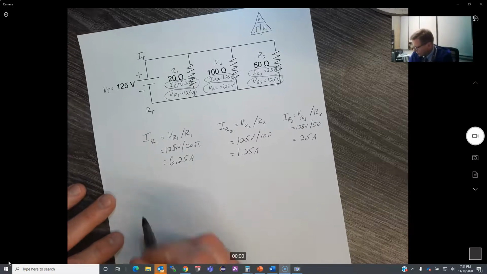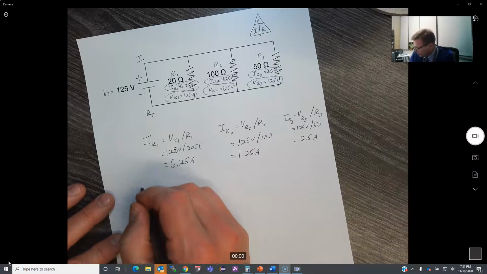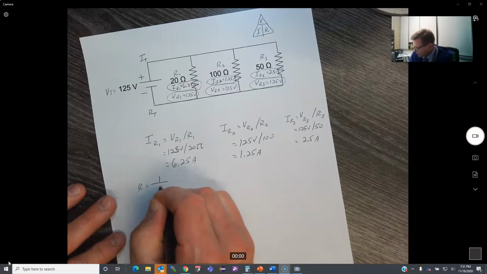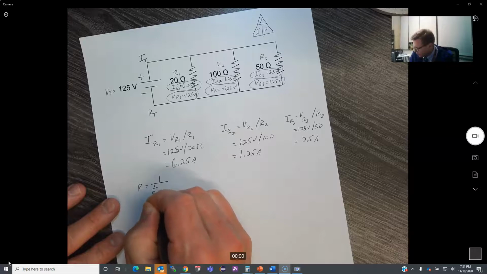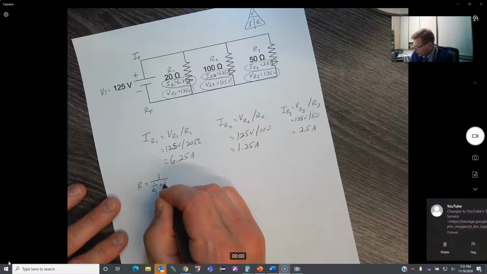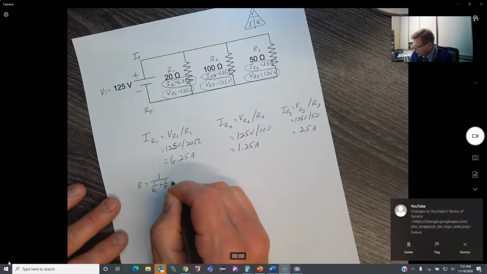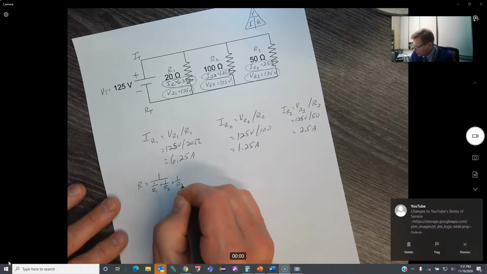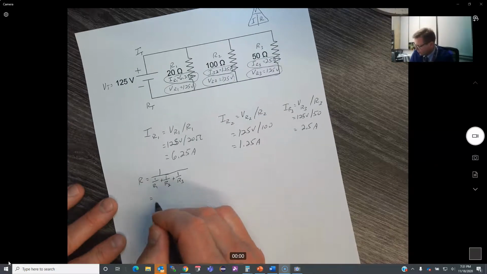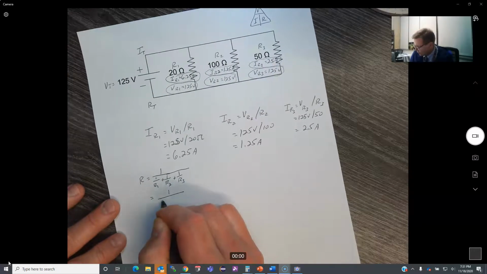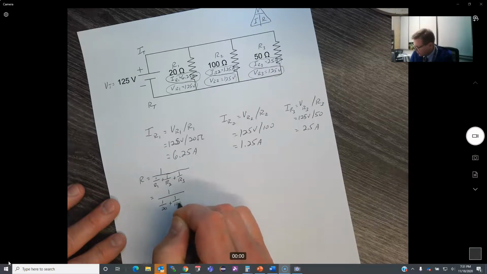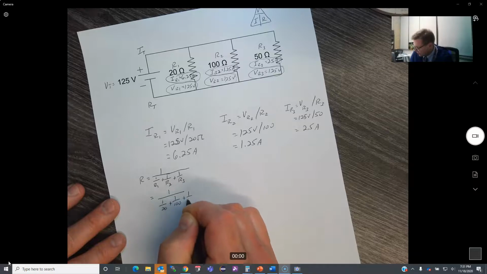What I'm going to do is calculate my total resistance. My total resistance is the reciprocal of the sum of the reciprocals. So 1 over R1 plus 1 over R2 plus 1 over R3. It's the reciprocal of the sum of the reciprocals. So I'm going to have 1 over 20 plus 1 over 100 plus 1 over 50.